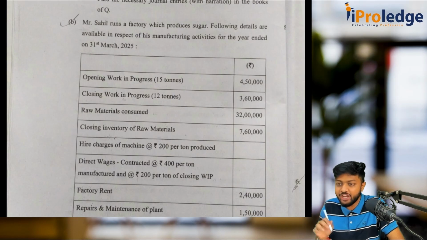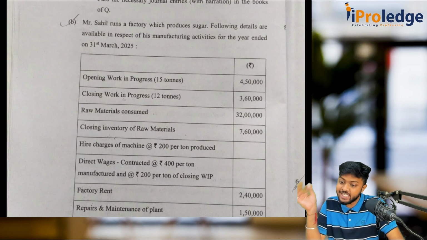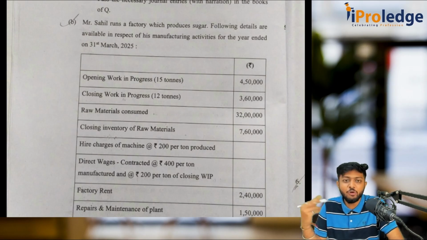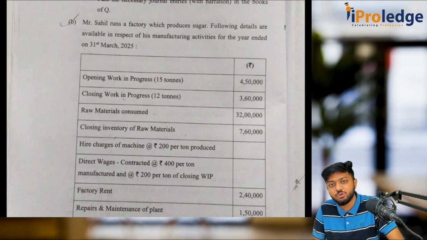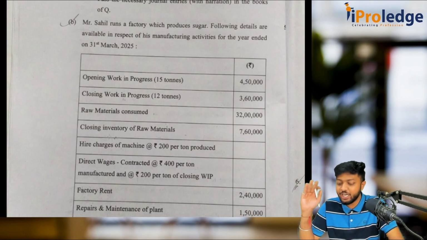Again, no need to do anything with closing inventory. You will not subtract it again. If you had purchased it, then subtract closing inventory to find out raw material consumed. Here in this question, they have directly given raw material consumed. Take 32 lakhs directly in your manufacturing account.